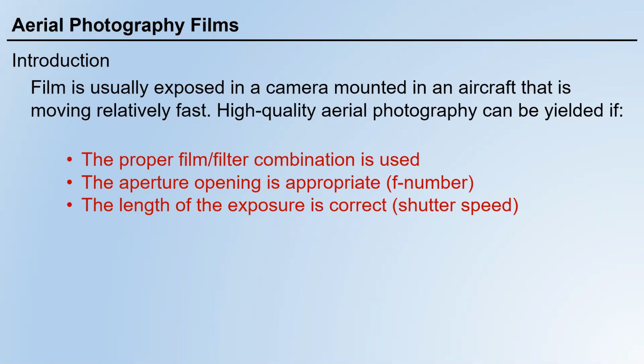So in order to get high quality aerial images, you need to use the proper film and filter combination. You also need to choose a proper f number and a proper shutter speed. Obviously, the combination of film and filter is, I would say, the most important factor here, because no matter how you adjust f number and shutter speed, if you are using the wrong film, you cannot get the information you want.